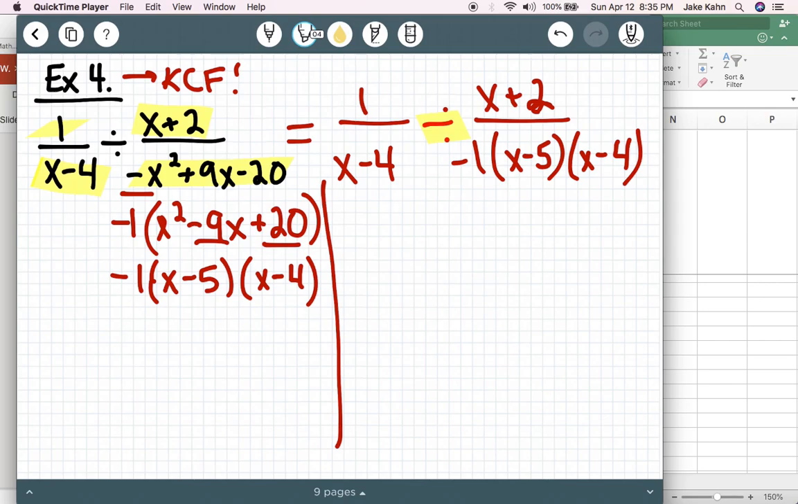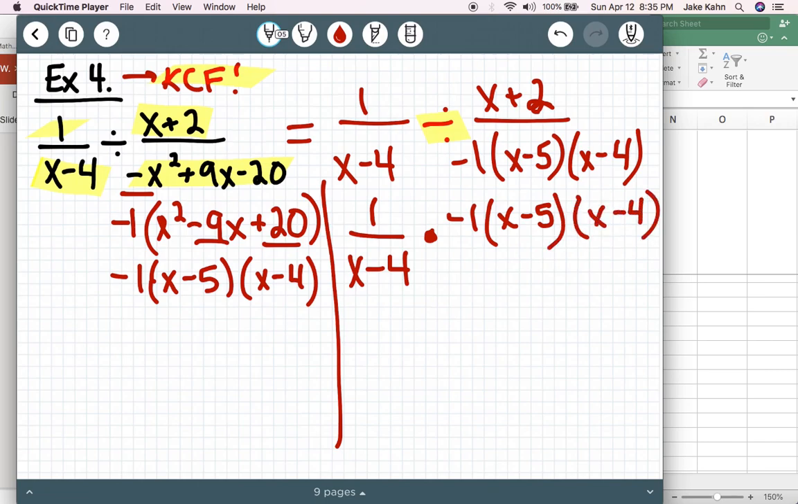How do I do division of fractions? I do keep, change, flip, as we talked about before. That means I keep the first fraction the same, 1 over x minus 4. I change that division to multiplication. And the second fraction, I flip it to its reciprocal. Now, the -1 times x minus 5 times x minus 4 is on top, and the x plus 2 is on bottom.